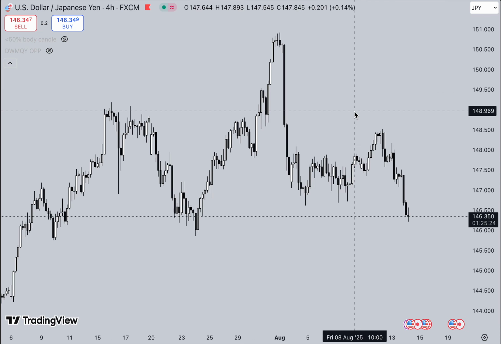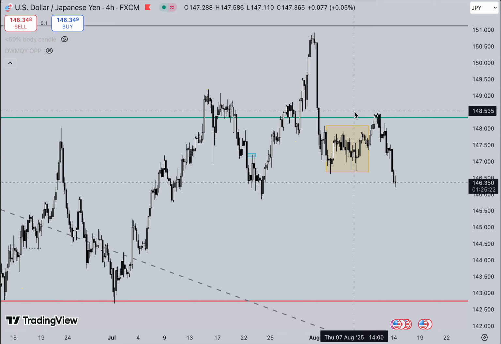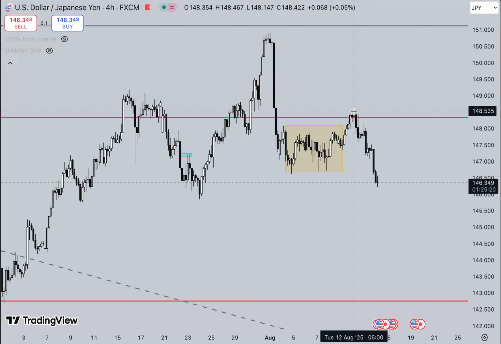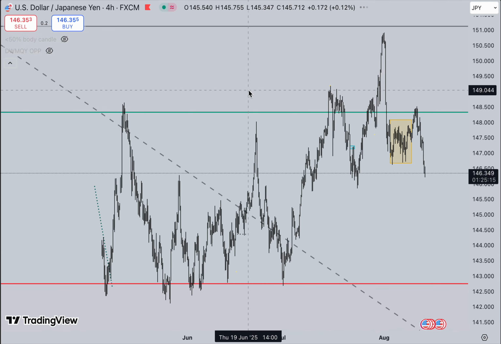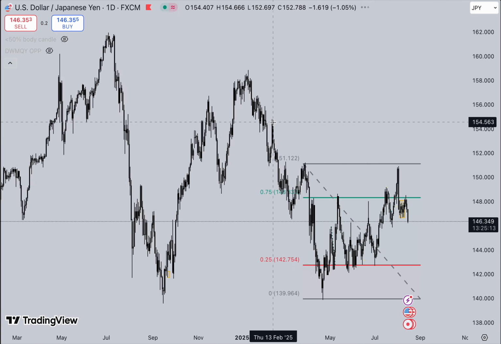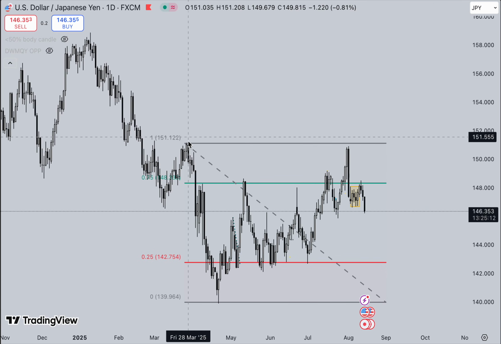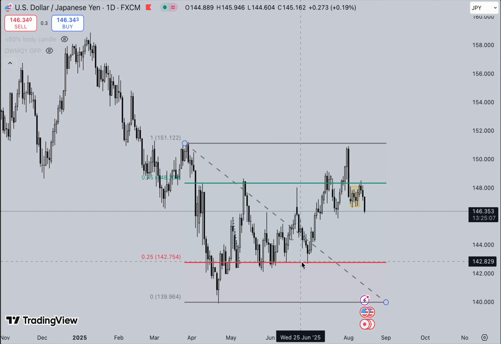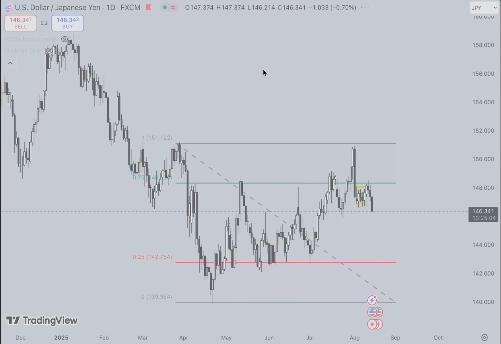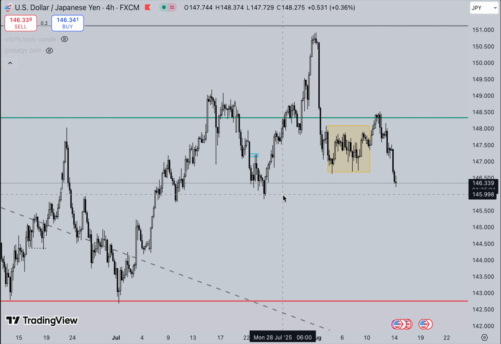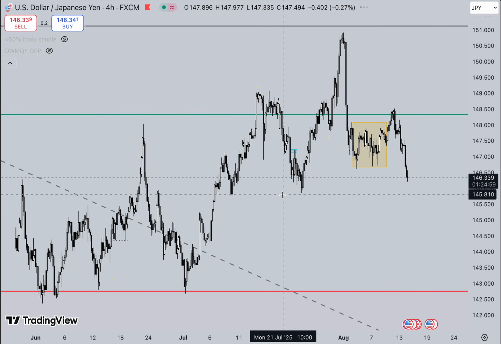Okay, for USD JPY. Beautiful, beautiful. Let's look at this price action. As you can see, we're in a range, and then we drew our range to 0.75, 0.25. Want to be buying from the 0.25 level, want to be selling from the 0.75 level. Beautiful trade. If you got in this trade, congratulations.